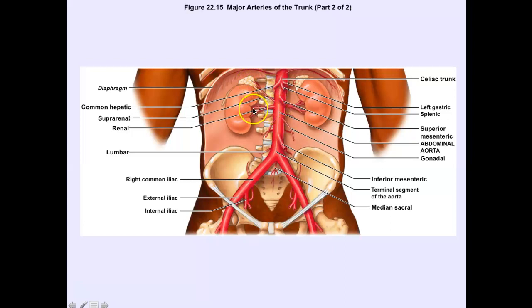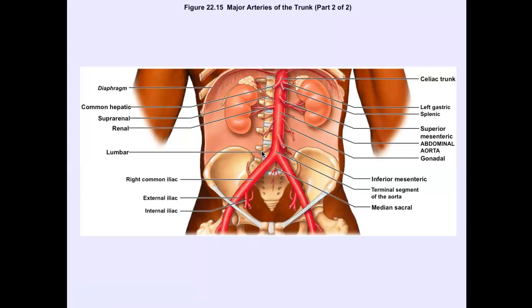Then you can see this one and this one here, right? They go directly into the kidney. So that's going to be called your renal artery. Then, as we come down, we have our lumbar arteries. So we can see there's several of them. So there's one, it just wraps around the body of your lumbar vertebrae. Okay, so those are called the lumbar arteries.